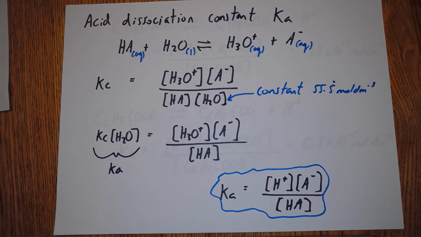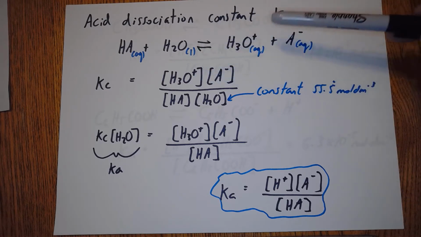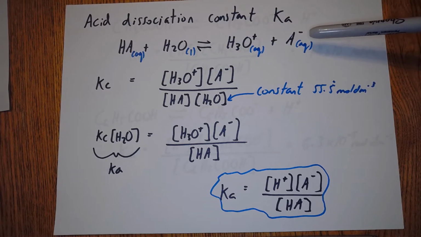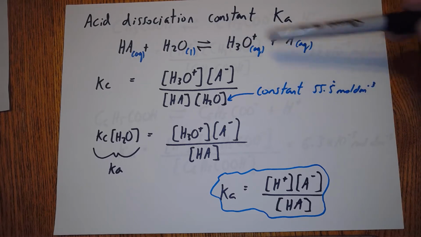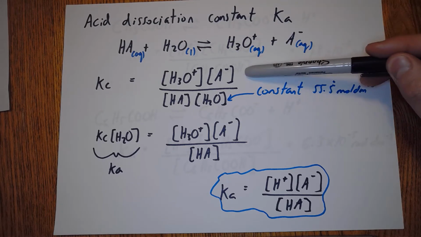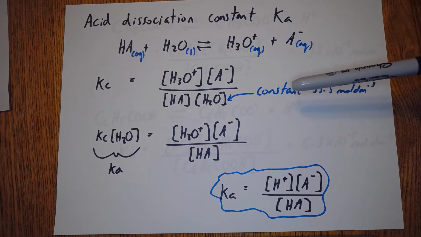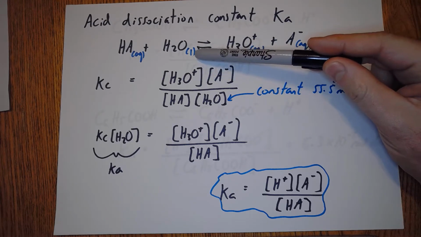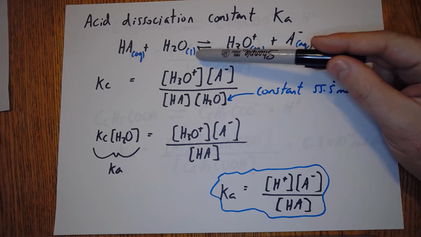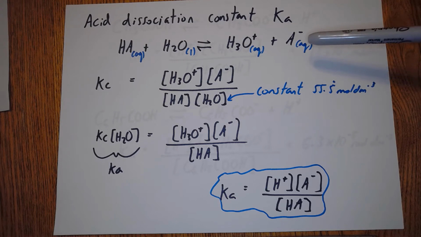Okay, here we are, acid dissociation constant Ka. So here we've got the equilibrium of a weak acid interacting with water to make the oxonium ion and A minus. And we can put that into Kc, products on top of reactants. But if you look, it doesn't quite work because water is a liquid. It's not the same state as everything else.